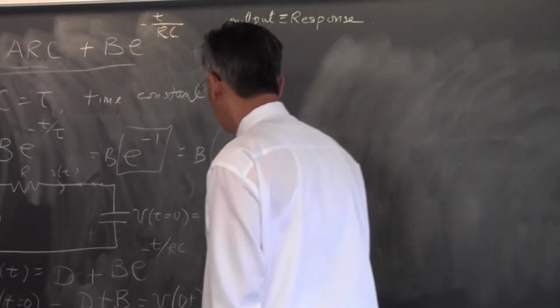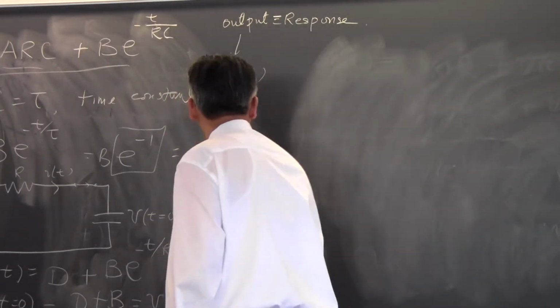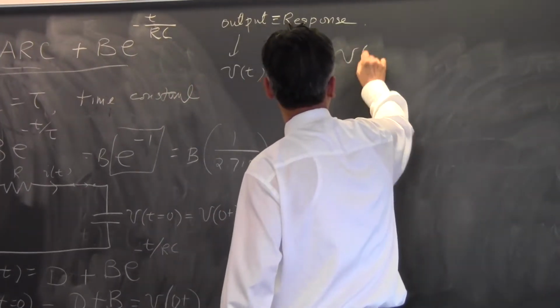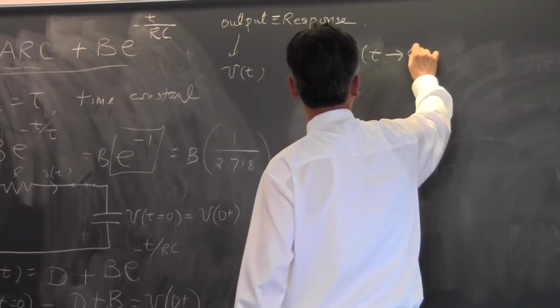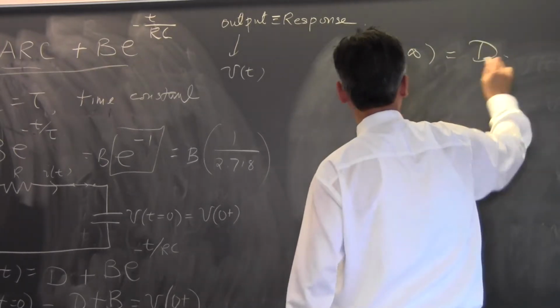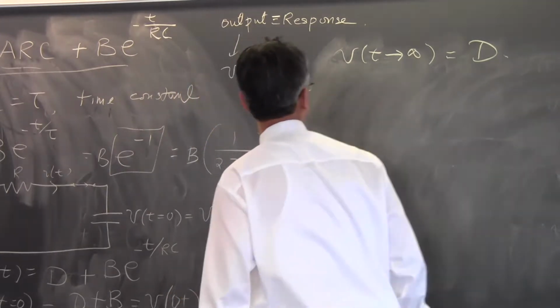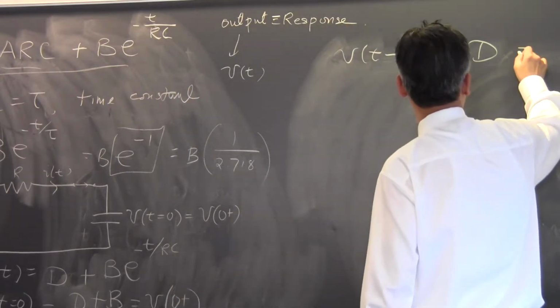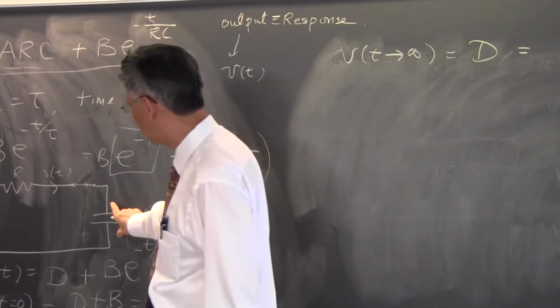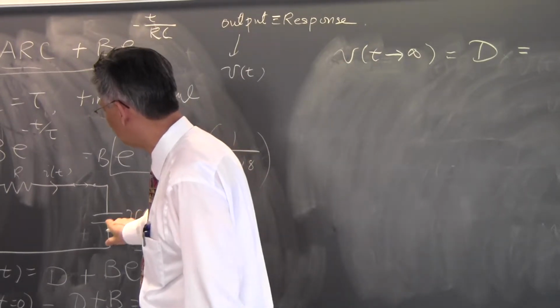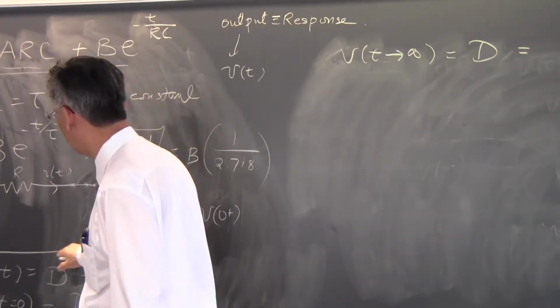And then at very late time, V(t), with t tending to infinity, will be just equal to D. This second term will go away. So what do you think the voltage across the capacitor is at very late time, when there's no more current flowing through it?